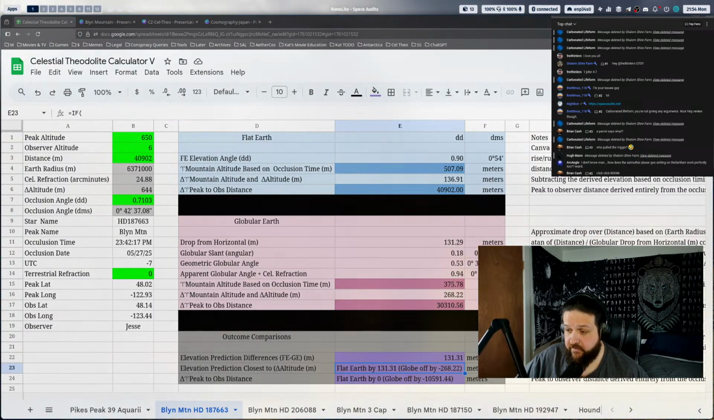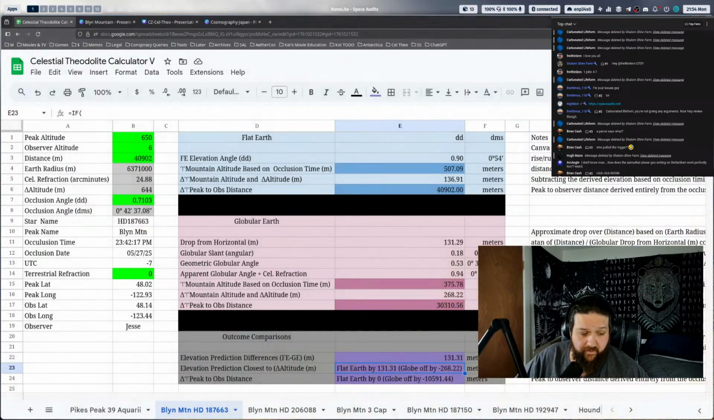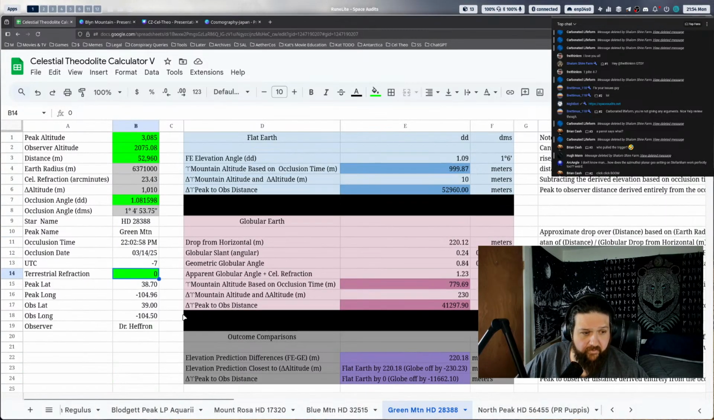What's the furthest peak from your observation location in your data? The furthest one was 170,000 meters. I think that was 170,000. That's like 100 miles, I think it's like 87 miles, something like that. Was it Green Mountain? I think it was Green Mountain. Actually, that's just over 100 miles. But the one you have on all these sheets, the biggest one is 10 clicks.